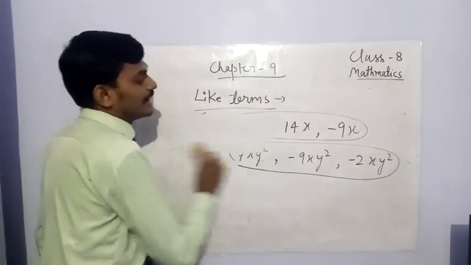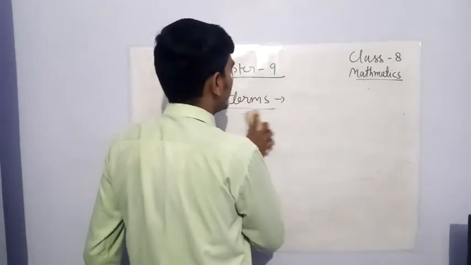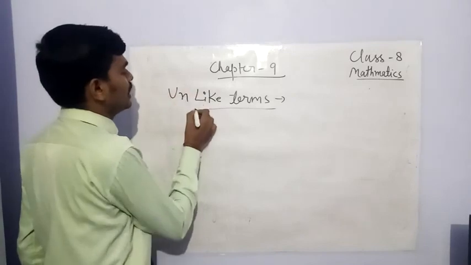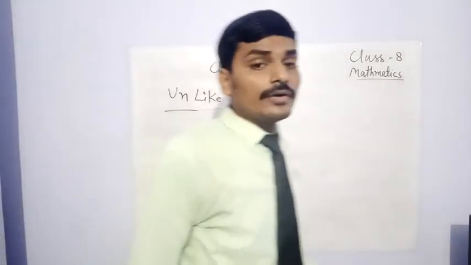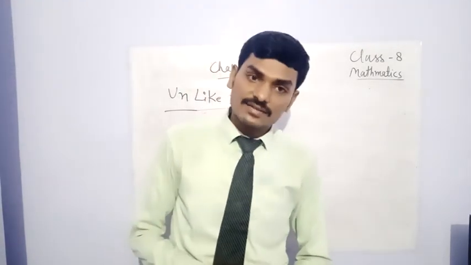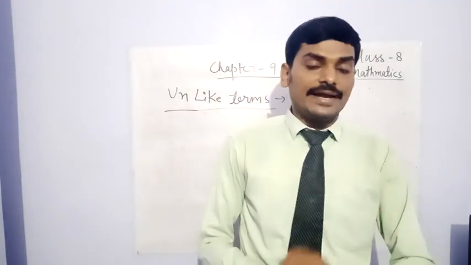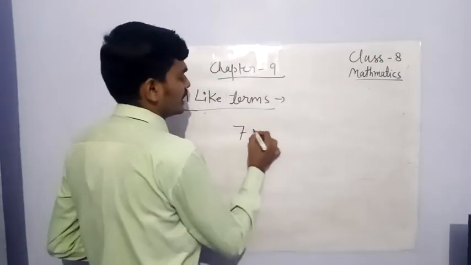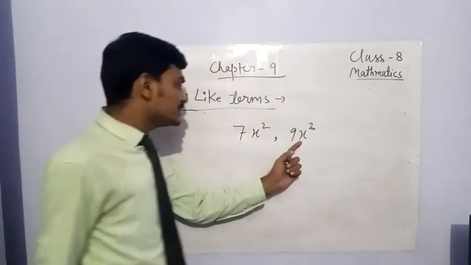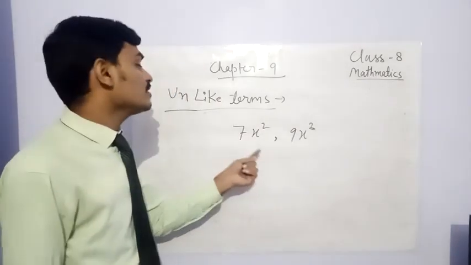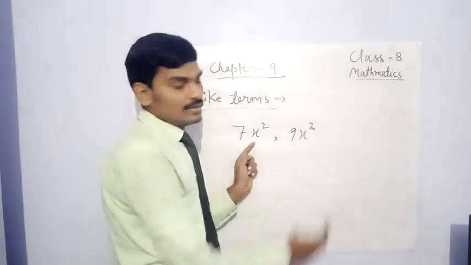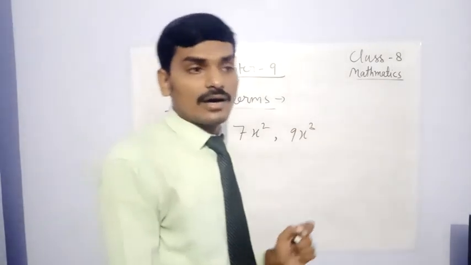Now come to the unlike terms. What are the unlike terms? Terms having different base or power are known as the unlike terms. For example, 7x square and 9x to the power cube. These all are the unlike terms, because in this case base is the same but power is different. So we can say that these are the unlike terms.